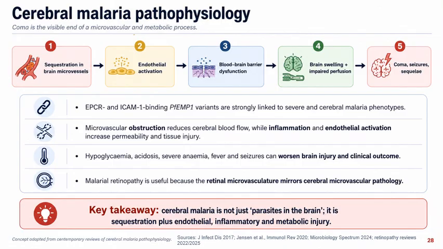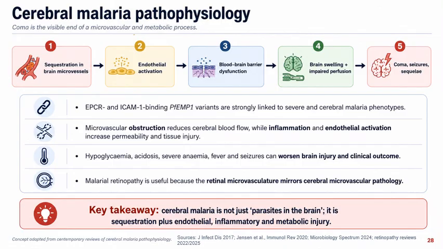Metabolic problems include hypoglycemia, acidosis, severe anemia, fever, and recurrent seizures. And these can worsen cerebral injury in cerebral malaria. Therefore, cerebral malaria is not simply parasites inside the brain. It is sequestration plus endothelial dysfunction, inflammation, impaired perfusion, and metabolic stress. That multidimensional view is the answer to this.